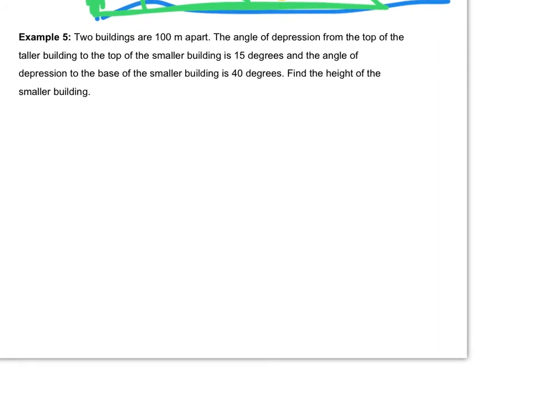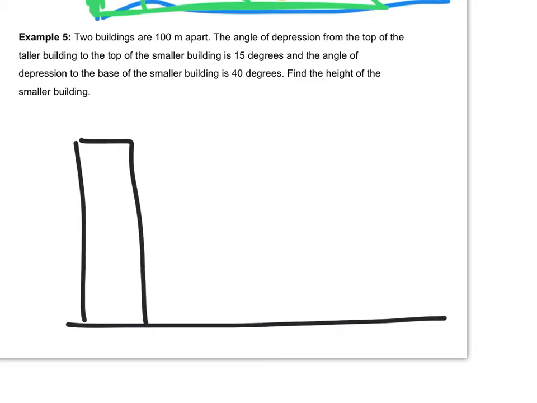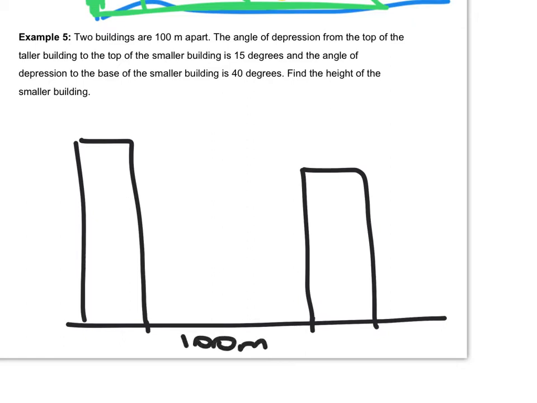Next one. Two buildings are 100 meters apart. The angle of depression from the top of the taller one to the top of the smaller one is 15 degrees, and the angle of depression to the base of the smaller building is 40 degrees. Find the height of the smaller building. Okay, so let's see. We have two buildings. Let's draw in our ground first. So two buildings here, tall one, small one, and the distance between them is 100 meters. The angle of depression from the top of the taller building to the top of the smaller building is 15 degrees.